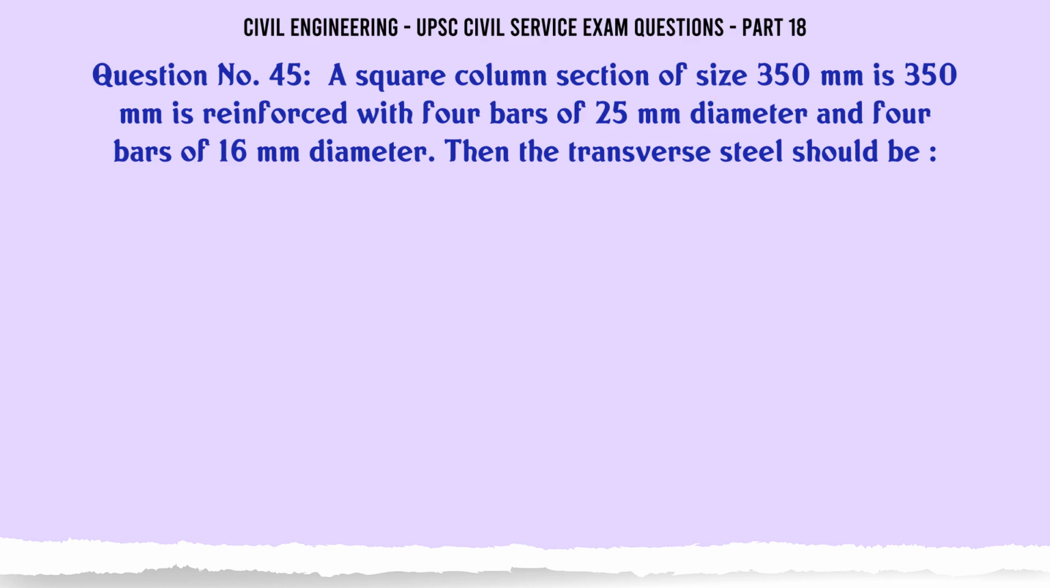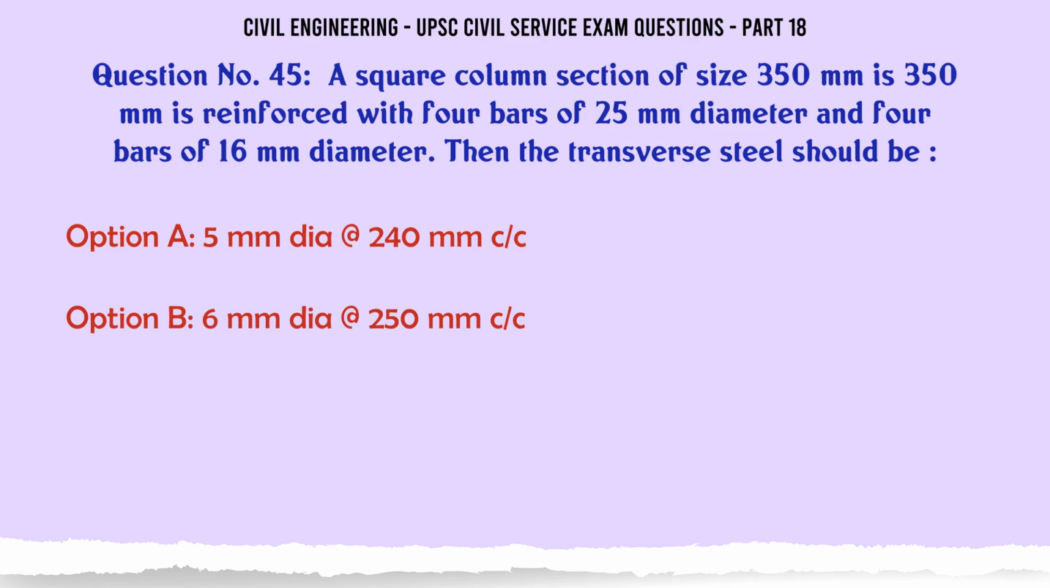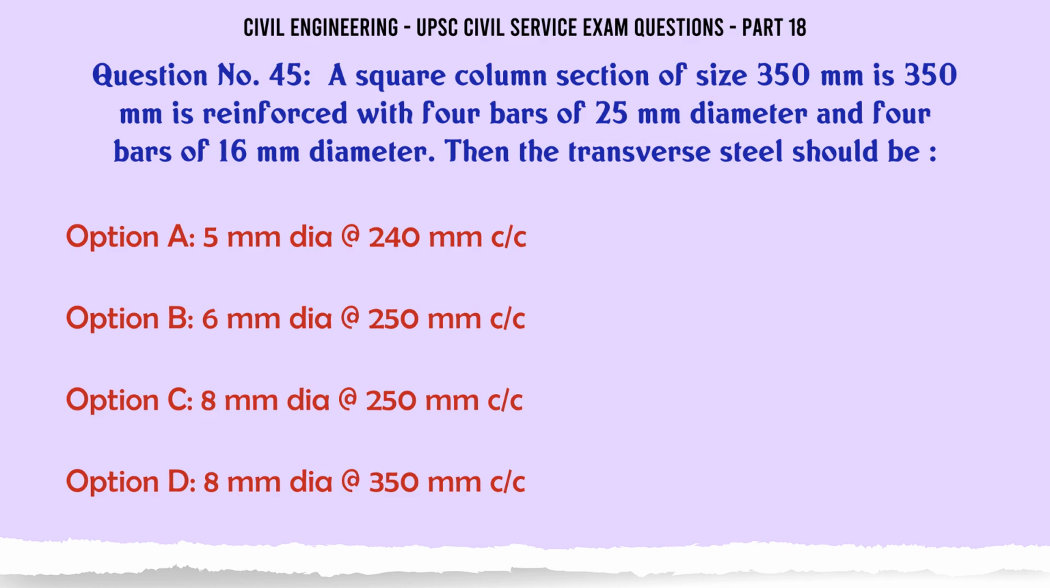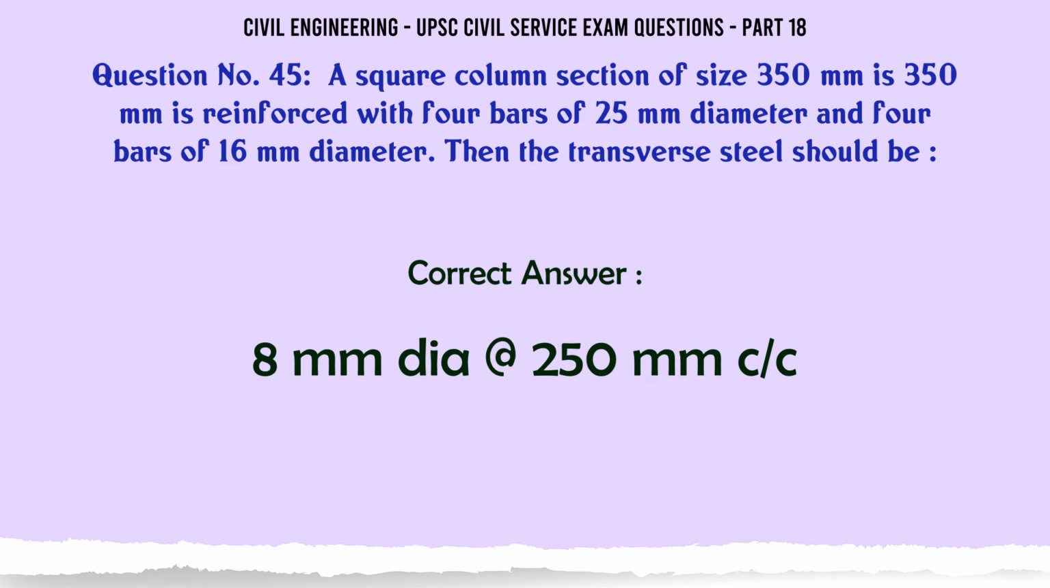A square column section of size 350 mm by 350 mm is reinforced with 4 bars of 25 mm diameter and 4 bars of 16 mm diameter. Then the transverse steel should be A, 5 mm dia at 240 mm c/c. B, 6 mm dia at 250 mm c/c. C, 8 mm dia at 250 mm c/c. D, 8 mm dia at 350 mm c/c. The correct answer is 8 mm dia at 250 mm c/c.